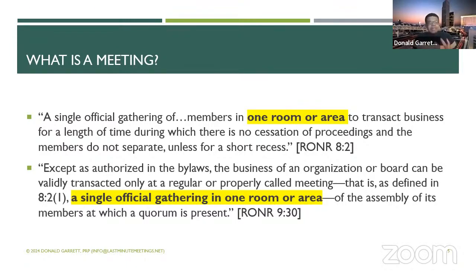When they're talking about debate and everything, you're there physically, able to listen to your other members before you make a decision on how you're going to vote on something. And again, in the next section, section 9, the book continues that, except as authorized in the bylaws, business of an organization can only be transacted validly at a meeting, which is a single official gathering in one room or area. So again, in the next section, Robert's is adding in that physical component to what it means to be a meeting and where you use parliamentary procedure.